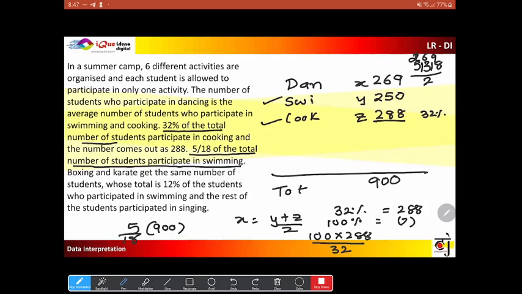Okay, now boxing and karate get the same number of students whose total is 12% of the students who participate in swimming. So in swimming, if we have 250 students, then 12% of 250, 12% of 250 is 30.